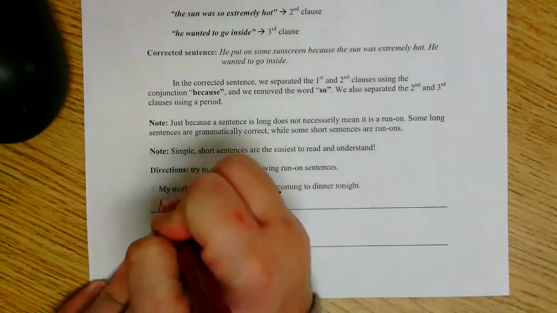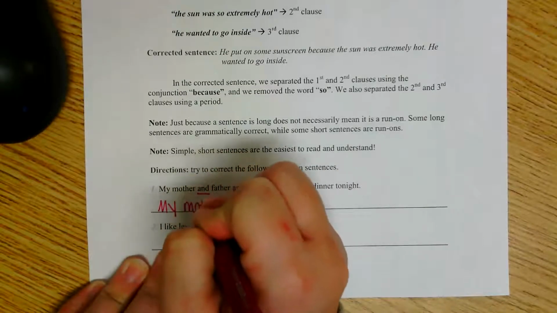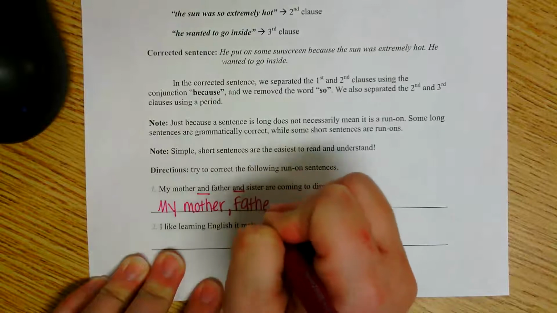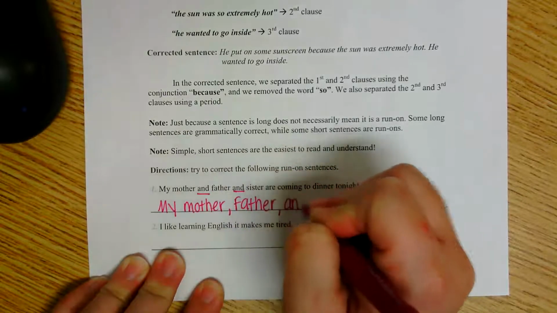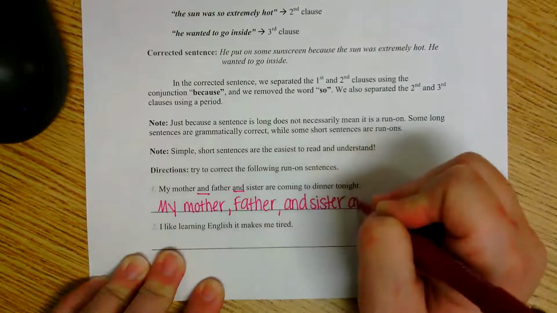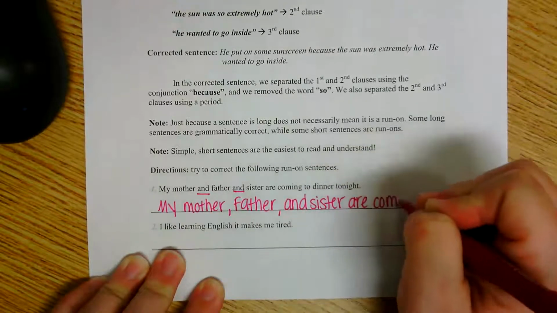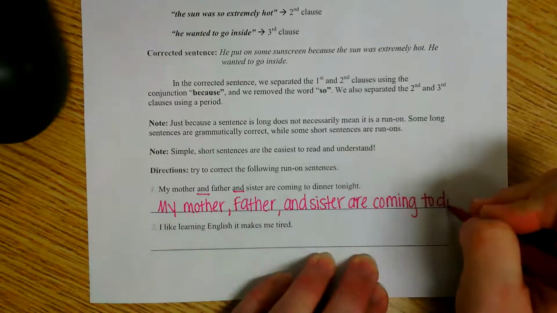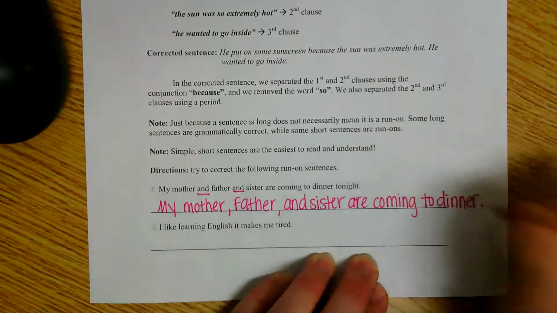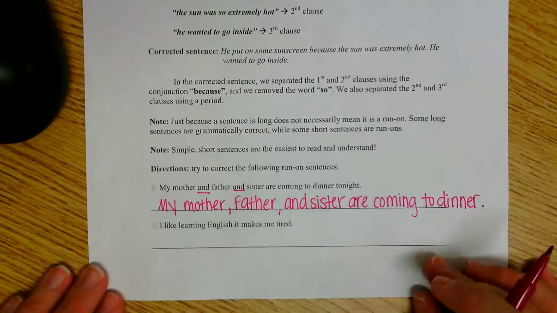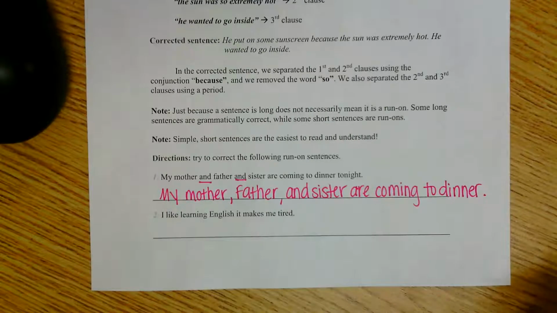So I'm going to say my mother, comma, father, comma, and sister are coming to dinner. Now my sentence makes more sense and it is correctly written. So let's look at the second example.